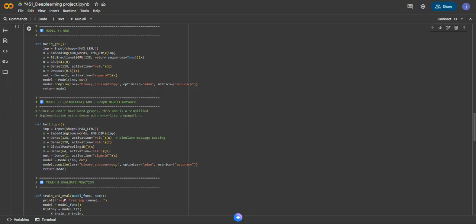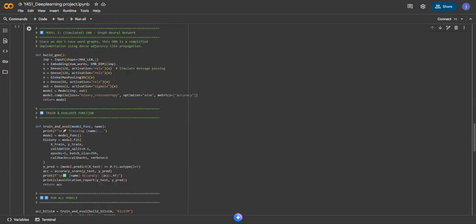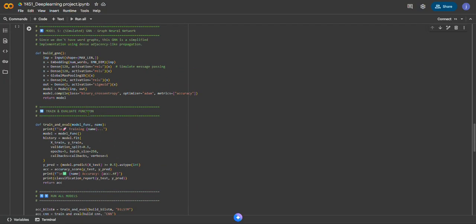After all the models finished training, I compared their results. The simple RNN achieved around 76% validation accuracy. The GRU did better with about 80%. The BiLSTM reached 83%, and the CNN came in around 79%. The top performer was the graph neural network, which achieved 84% validation accuracy and 86% on training data. So why did that happen?